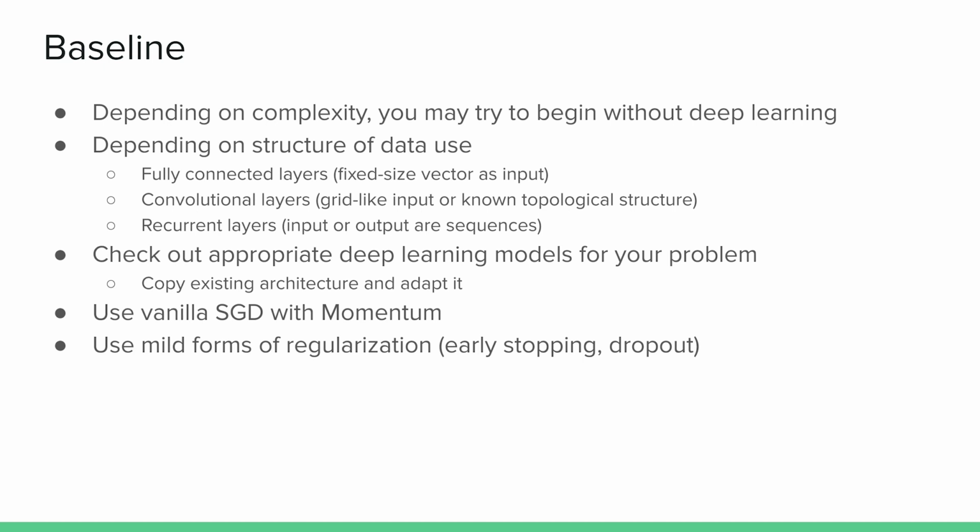I would recommend that you start with vanilla stochastic gradient descent. As we know, it's mini-batch gradient descent, but people often just say stochastic gradient descent with momentum. We also have seen why. And use mild forms of regularization, even in your first baseline. Something like early stopping you should definitely put into your training loop as soon as possible.